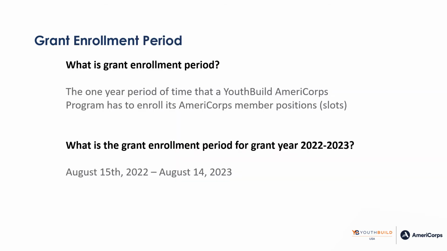The grant enrollment period is the one-year period that programs have to enroll their members into slots in their current grant year. The enrollment period always begins on August 15th of the year the grant begins and extends until August 14th of the following year. This means that for the grant year 22-23, the enrollment period goes from August 15th, 2022 and extends until August 14th of 2023.